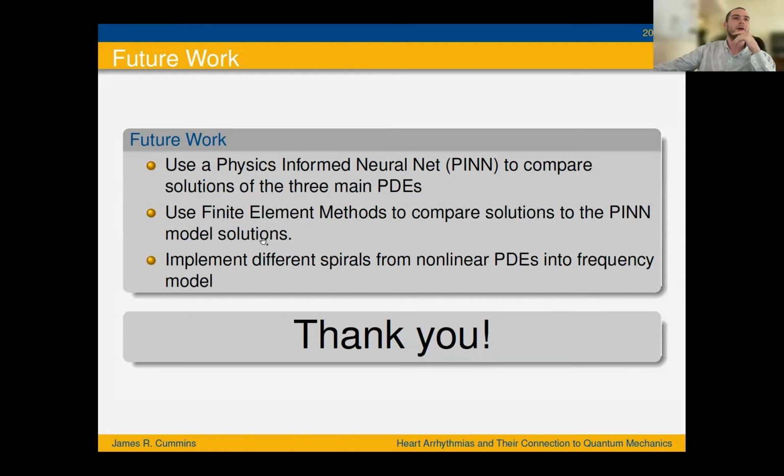We also use a lot of finite element methods in this. So that is another thing, is comparing those two models to each other to producing different spiral candidates. And once we're able to solve these nonlinear parabolic partial differential equations, hopefully we can put them into our model and plot the frequency plots for them as they rotate towards and away the electrodes.